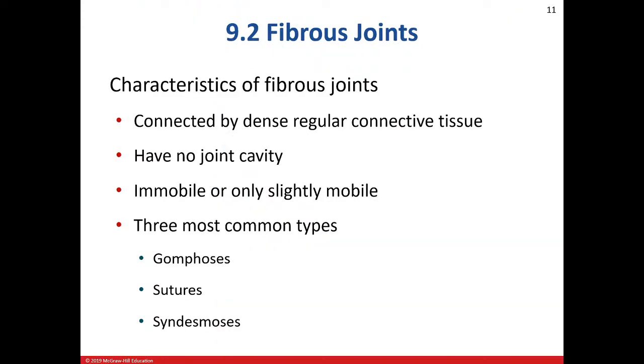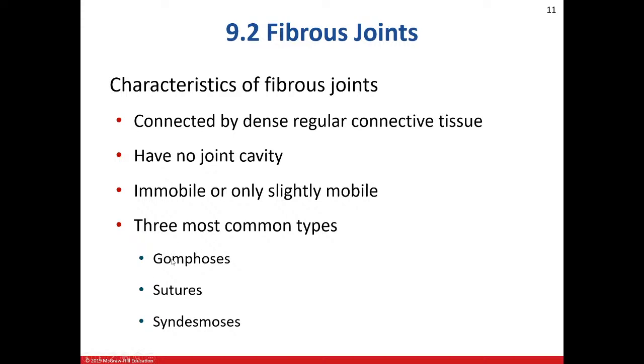All right. So, characteristics of fibrous joints. They are connected by dense, regular connective tissue, and they have no joint cavity. All right, they are immobile or only slightly mobile. And the three most common types are gomphoses, sutures, and syndesmoses. Gomphoses are the joints between either the maxilla or the mandible and the tooth, basically between the tooth socket and the tooth.